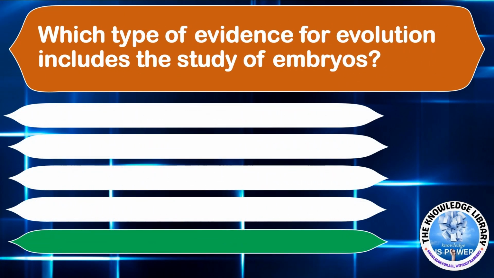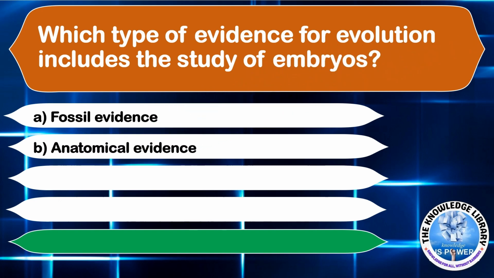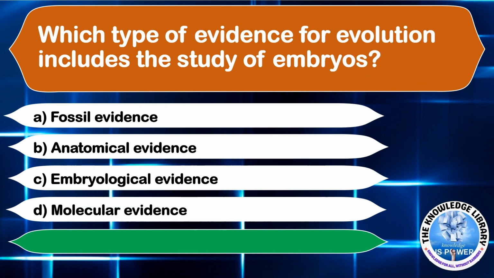The next question is, which type of evidence for evolution includes the study of embryos? Option A, fossil evidence. Option B, anatomical evidence. Option C, embryological evidence. Option D, molecular evidence. Answer is option C, embryological evidence.